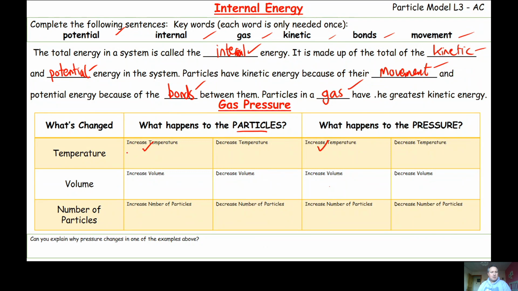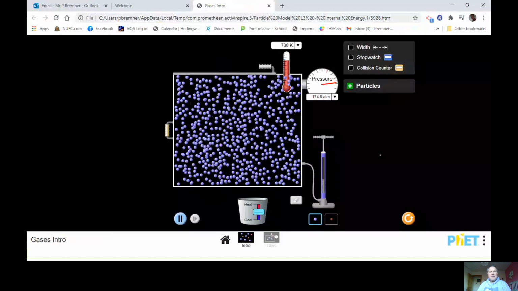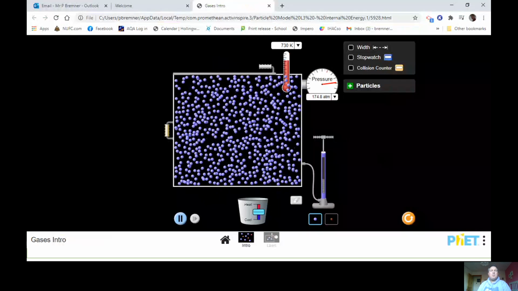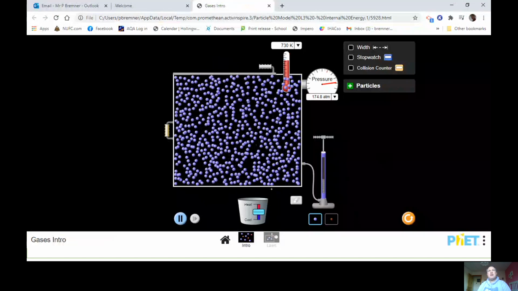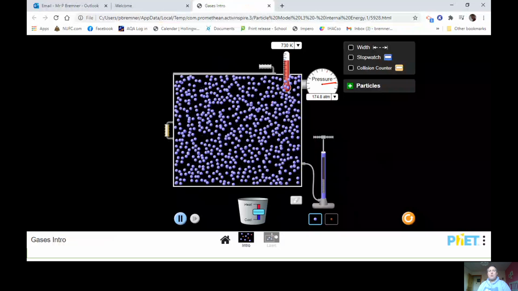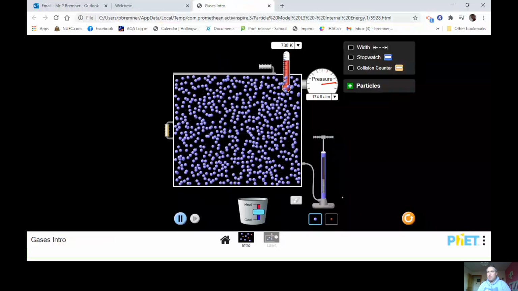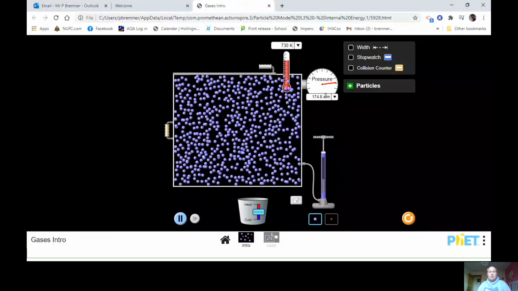When I increase the temperature, the particles moved faster. What happened to the pressure? The pressure increased. Why did that happen? Well, when I heated the gas up, the particles moved faster. That meant they were hitting the sides of the wall harder, and so the pressure was bigger.